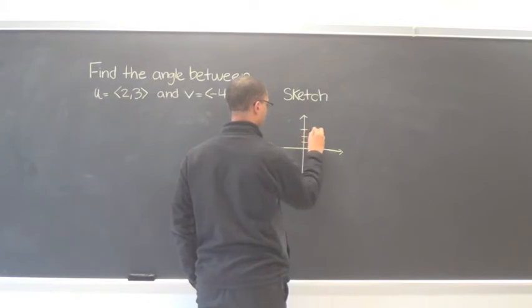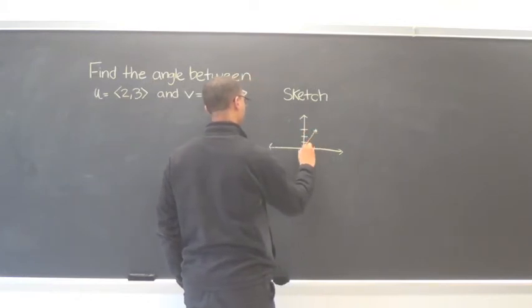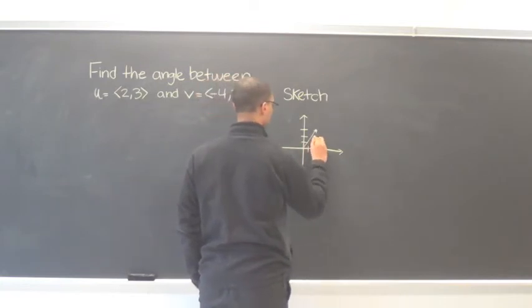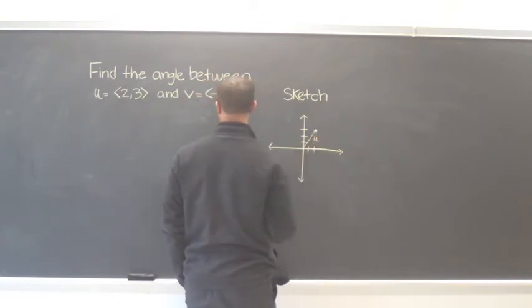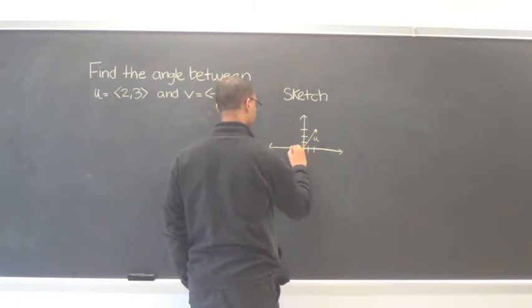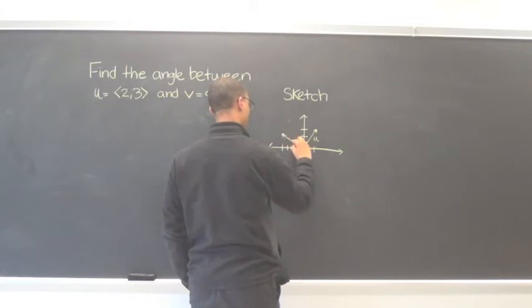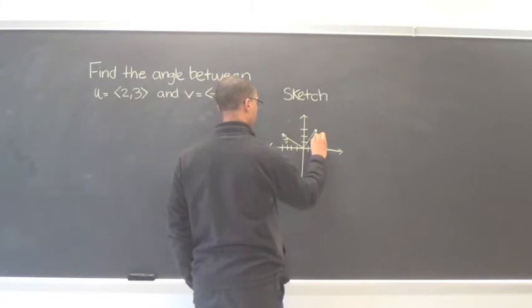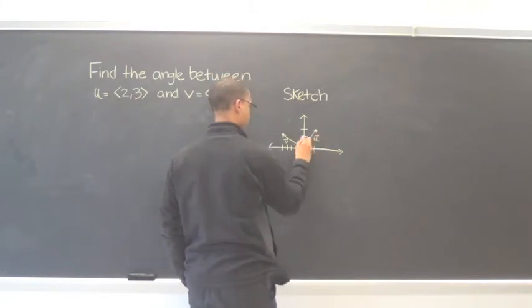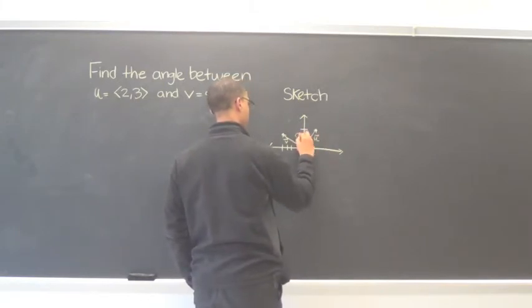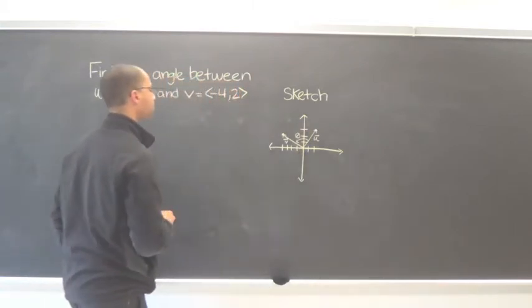So as you can see right here, what I'm doing now is plotting the first vector u at the point 2, 3. The next thing that I'm doing is plotting the point -4, 2 to represent v. And remember, these are both standard vectors, which means they have their initial point at the origin and the terminal point at the end of the vector.